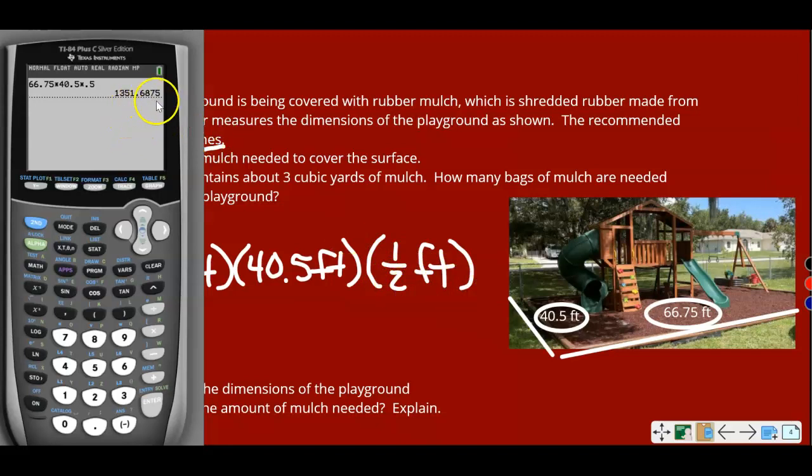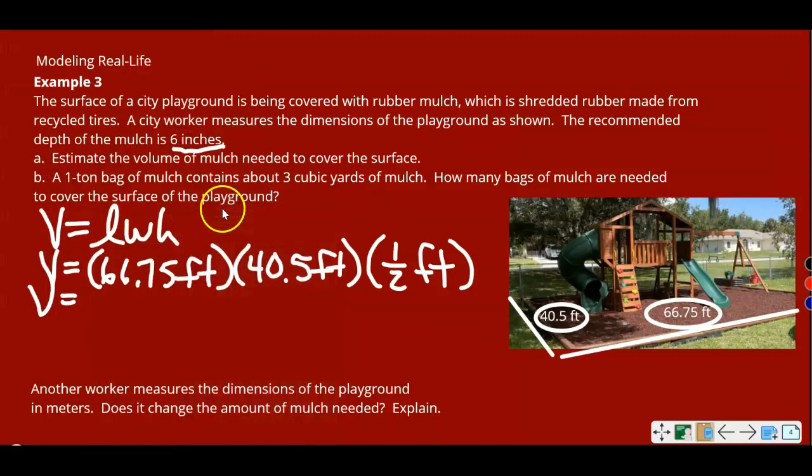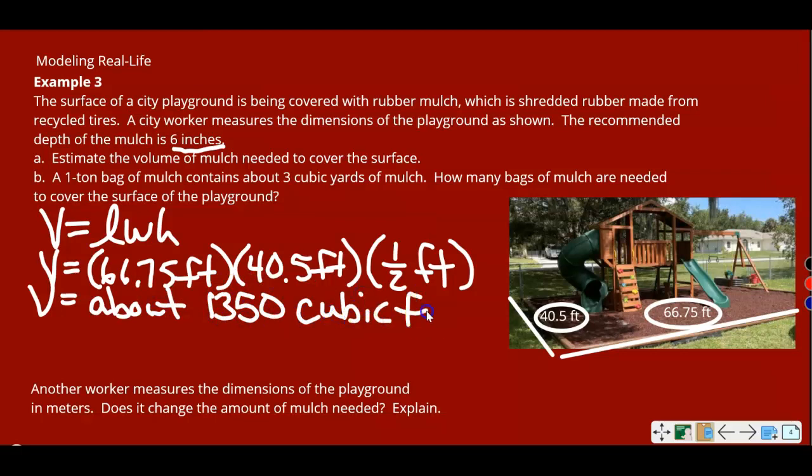So we would have to round this at least to a tenth of a place, but we might as well go ahead and round it to a whole number because we're talking about volume of mulch. And since this is a large number, it's okay to round it to a whole number. So let's round this to 1351, or even 1350 would be fine. So the volume is about 1350 cubic feet.